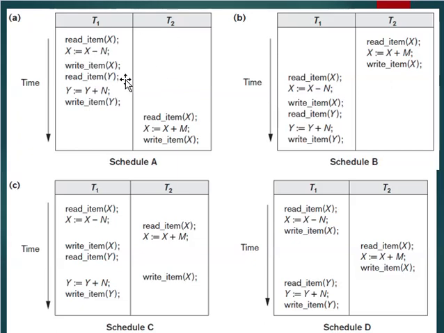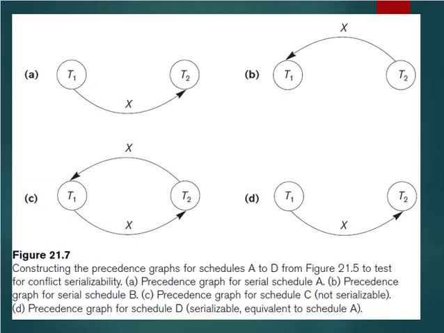You have to first draw two nodes. So you make T1 and T2, and for the conflicting operations, based on the time, we can find that the operations in T1 are executed first. So the only existing conflicting operation in schedule A is write item of X followed by read item of X. So we have to draw an edge from T1 to T2.